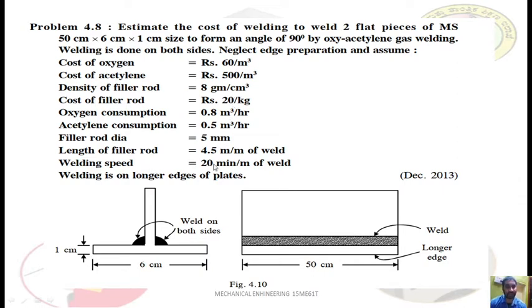So welding speed is 20 minutes per meter of weld. That means you require 20 minutes for welding 1 meter. So we require 20 minutes only because our weld length is 1 meter. So that means total welding time is 20 minutes. So let us discuss the problem.